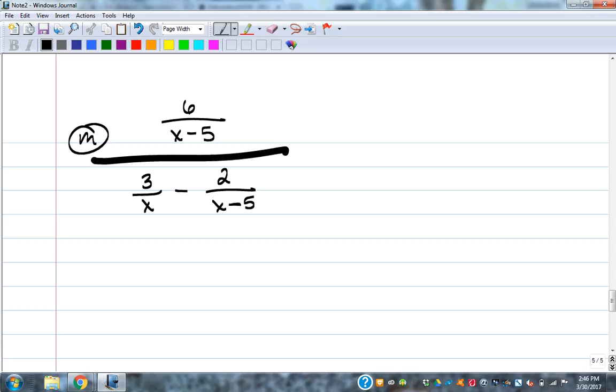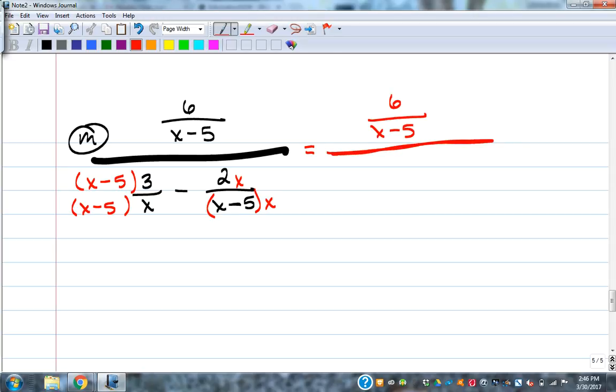So what does the first fraction need? It needs x minus 5. The second fraction needs x. Okay, so we're getting fairly quick at doing the easy ones. So 6 over x minus 5 over, and then here we got 3x minus 15 minus 2x over x minus 5.